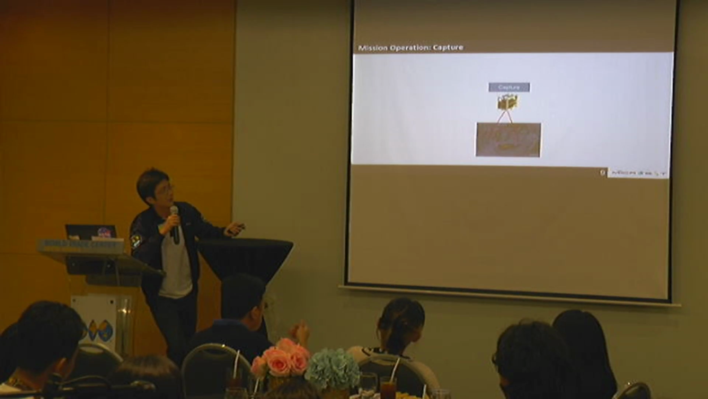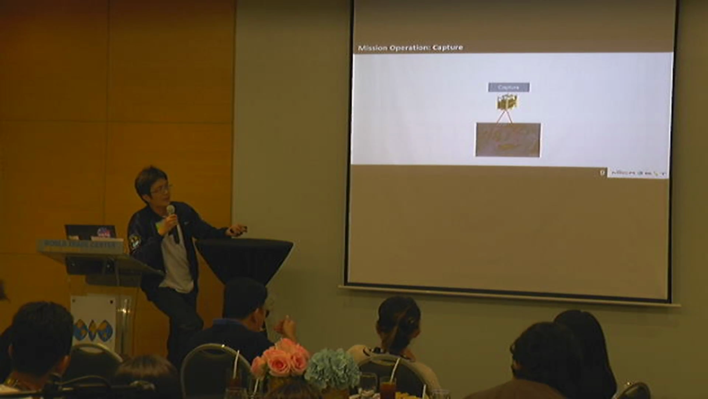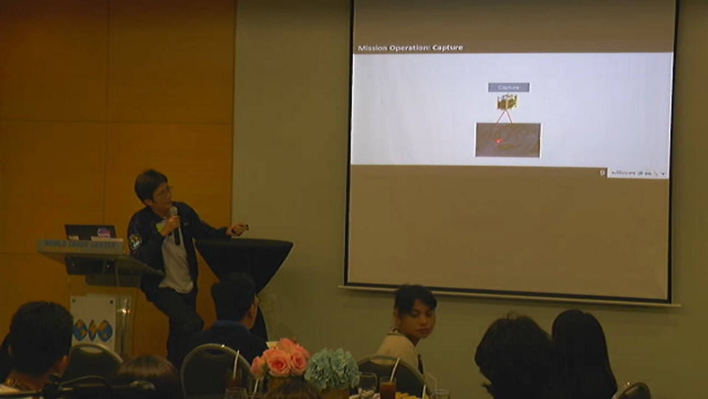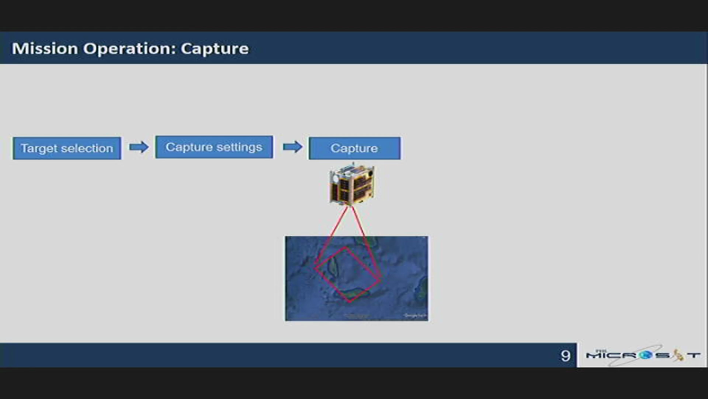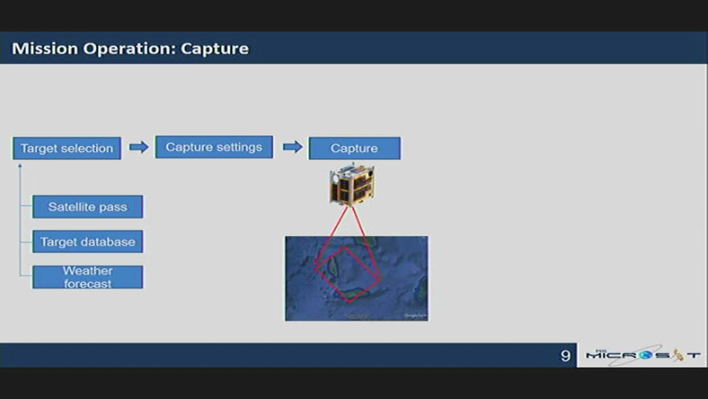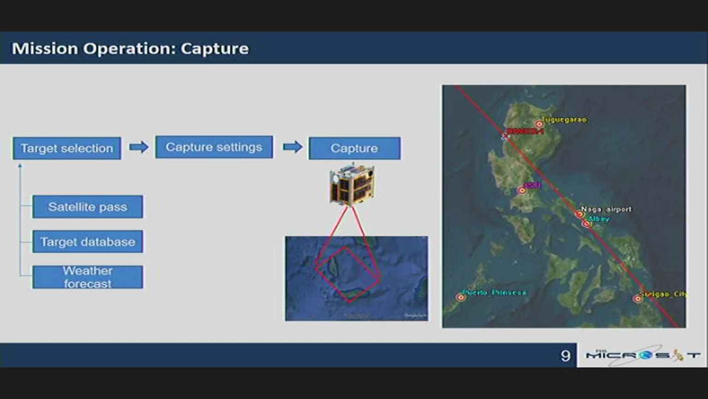For this one, this is capturing. We would know in advance what to capture. For example, this is an island in Cagayan, near Batanes. To be able to know what to capture, we need to define some criteria. First, we want to know which target we want, so there's a target selection process. In target selection, of course, we need to know where the satellite will pass. In this case, it's going to pass over these islands in Cagayan. And then we have a target database, which is basically just a listing of targets. This is an example pass.